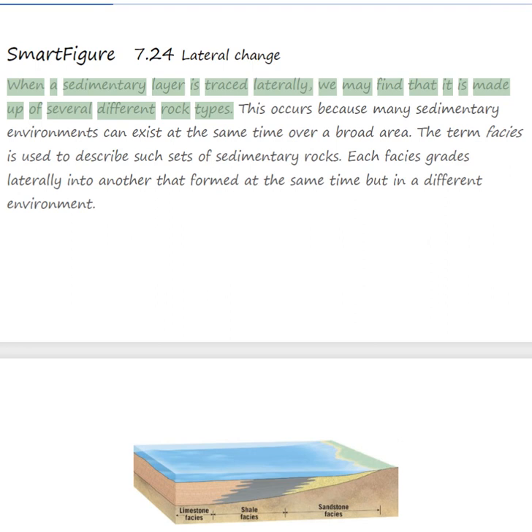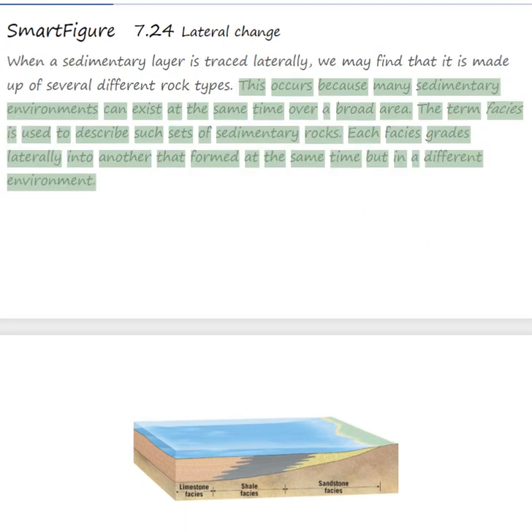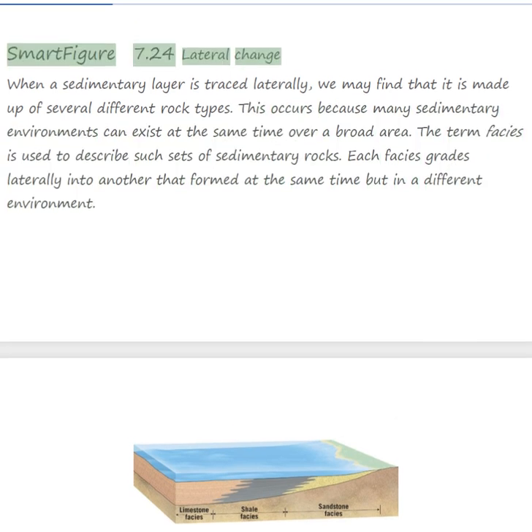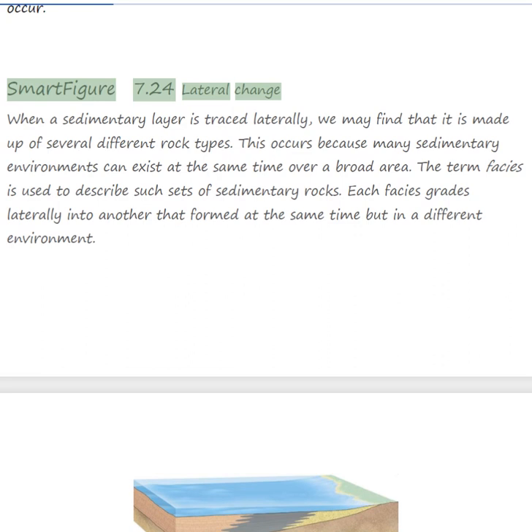When a sedimentary layer is traced laterally, we may find that it is made up of several different rock types. This occurs because many sedimentary environments can exist at the same time over a broad area. The term facies is used to describe such sets of sedimentary rocks. Each facies grades laterally into another that formed at the same time but in a different environment. Smart Figure 7.24 Lateral change.